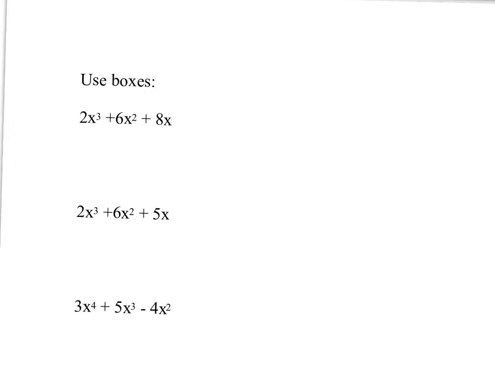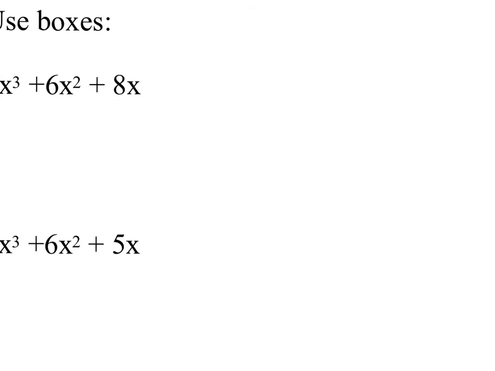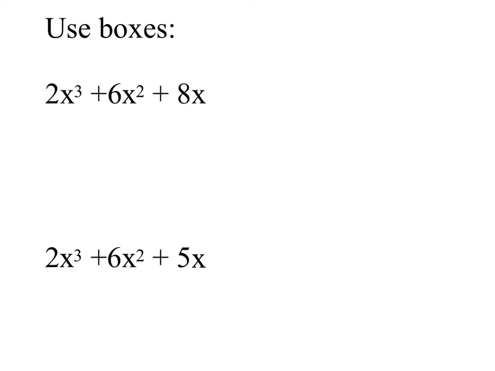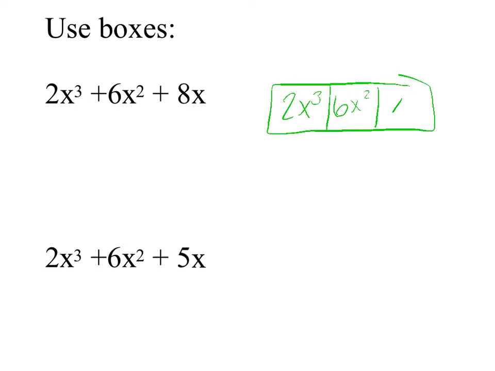So let's look at some more examples here. This time I'm not going to tell you what you can take out. You have to figure it out. So if I set up the box, I've got 2x cubed plus 6x squared plus 8x. Now how do I know to build it this way and not to make it a 2 by 2 or something like that? The reason I know to do that is because we're factoring out a monomial, meaning just one thing. We're not going to take out two things that double bubble.